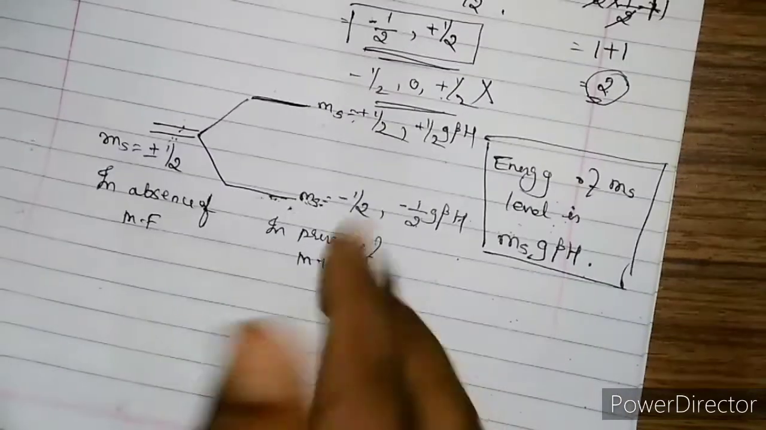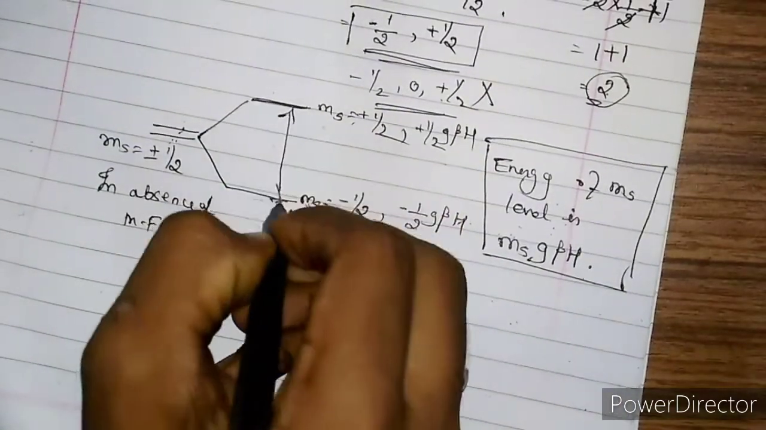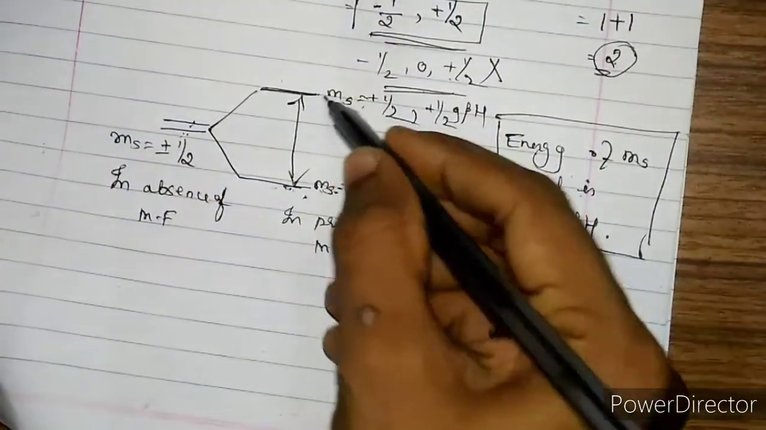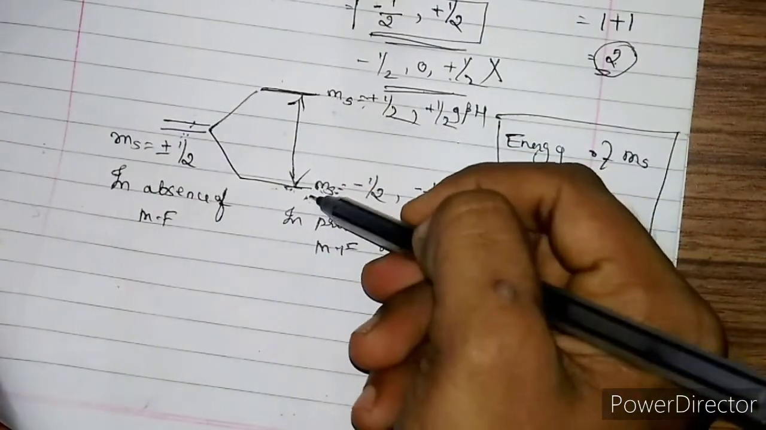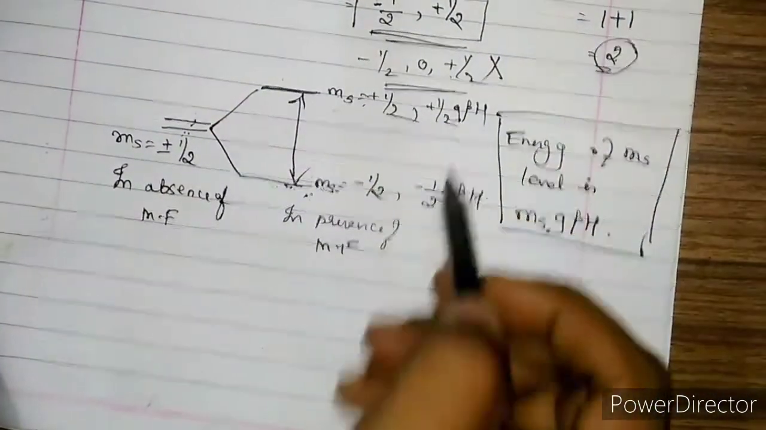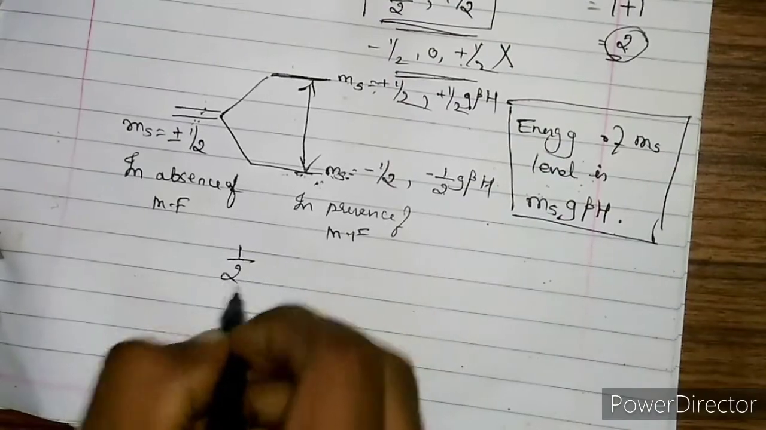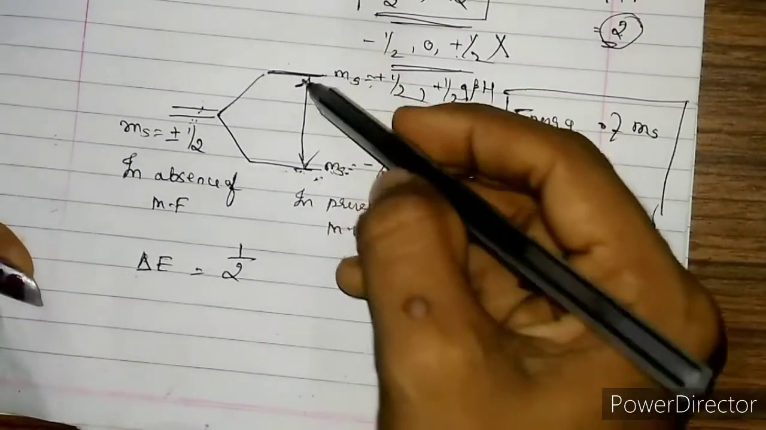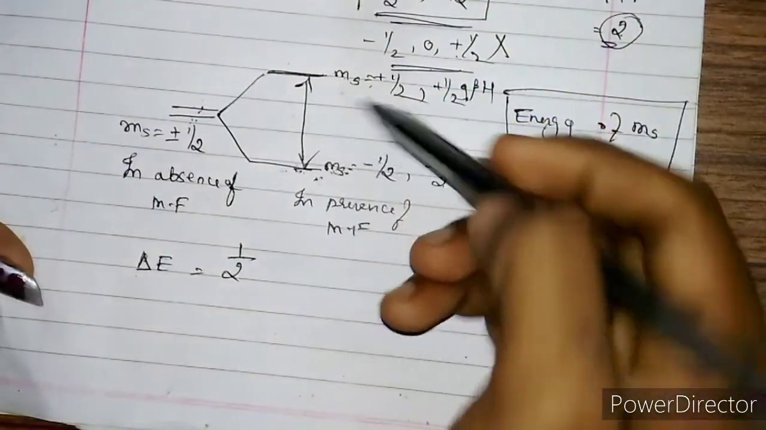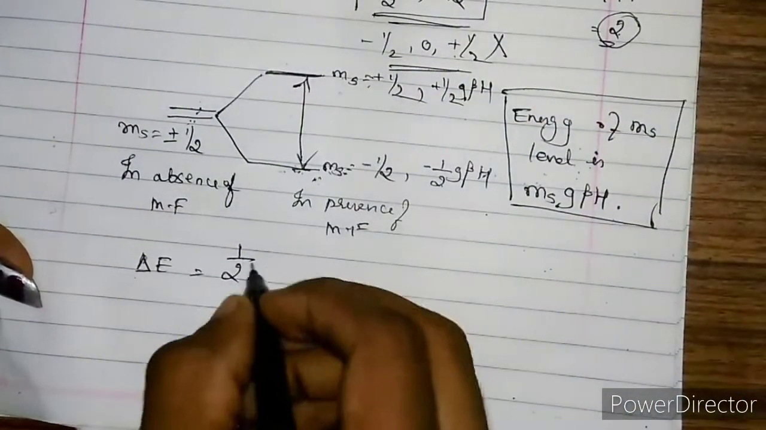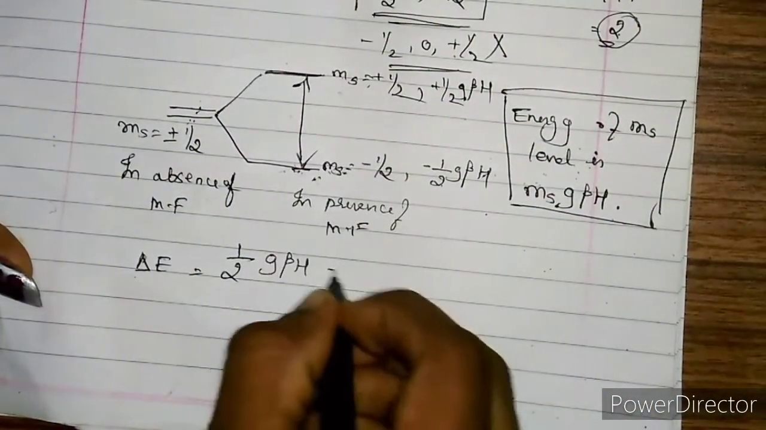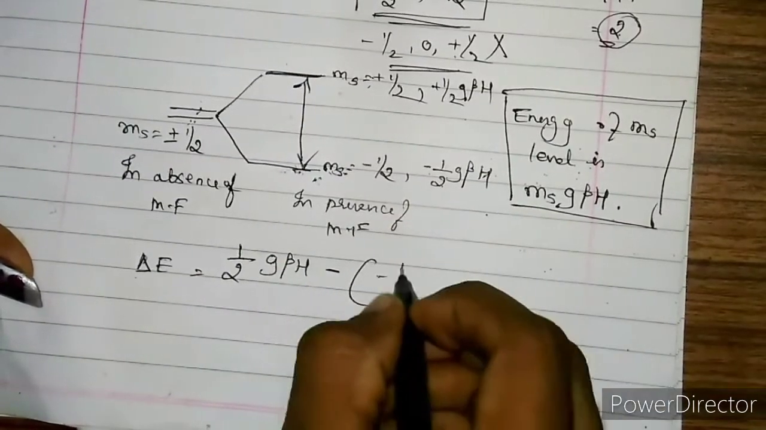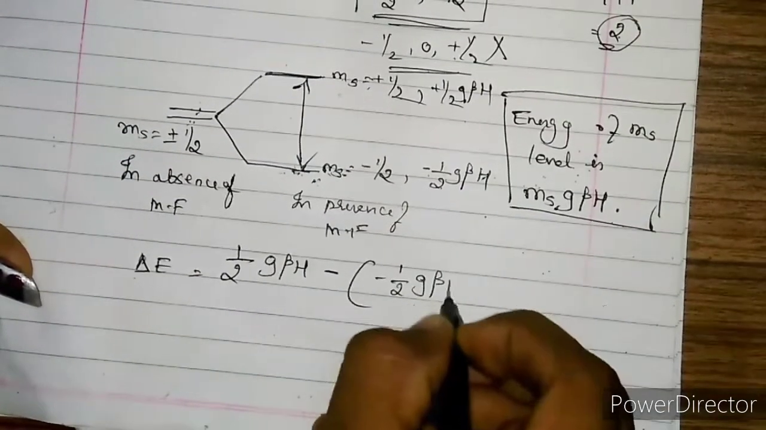Okay, now what's the difference between these two levels? What is the difference between the upper level and the lower level? So what we need to do? We have to subtract this. I just represent delta E because we are deducing the energy difference between the levels: half g beta H minus half g beta H.